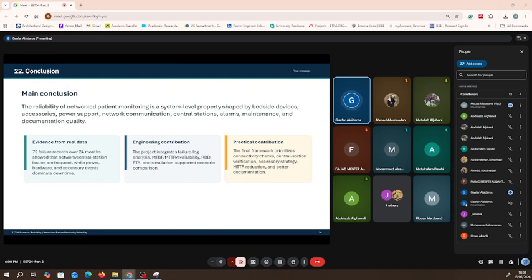The evidence from 72 real failure records over 24 months showed that network and central station issues were the most frequent failures, while power, hardware, and accessory events caused significant downtime when they occurred.